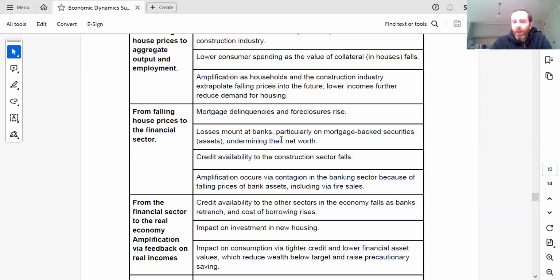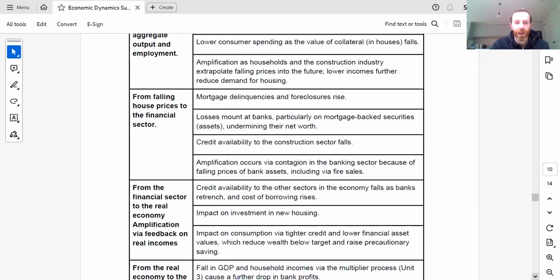And then what if the bank has also bought into mortgage-backed securities, so assets which have lots of mortgages packaged together? Well, the combination of these two things, banks losing out on mortgage repayments from homeowners but also seeing the value of these mortgage-backed securities fall, could lower their net worth. Why does this have a further knock-on effect? Well, credit availability to the construction sector falls, right? Banks are going to think, we don't have so much money anymore, so we are going to reduce how much we loan to the construction sector. And you can see this could get worse and worse and worse as well.